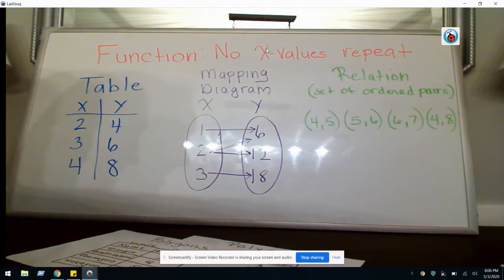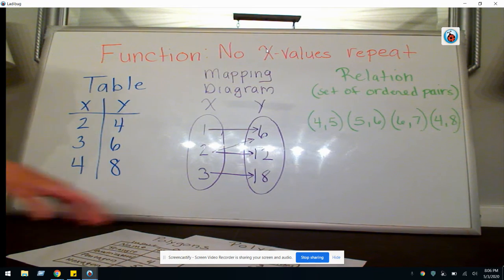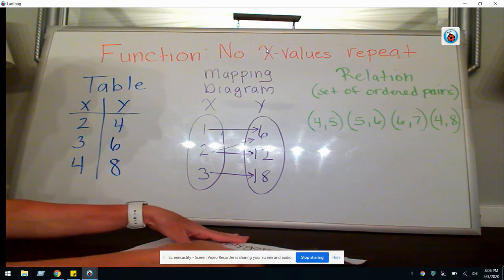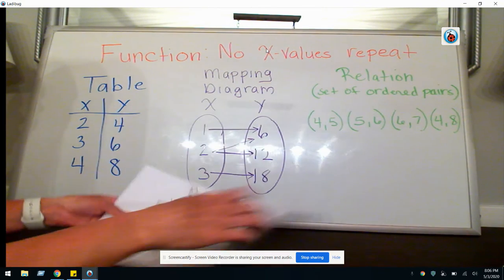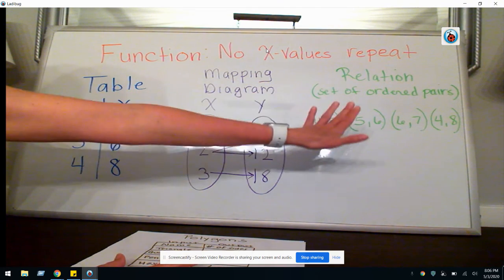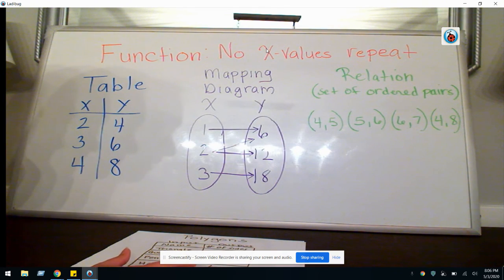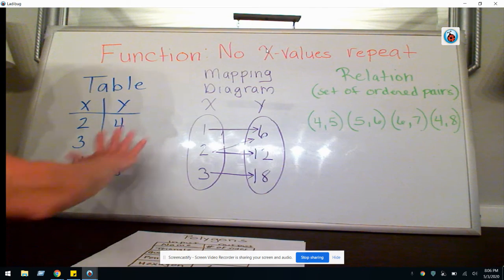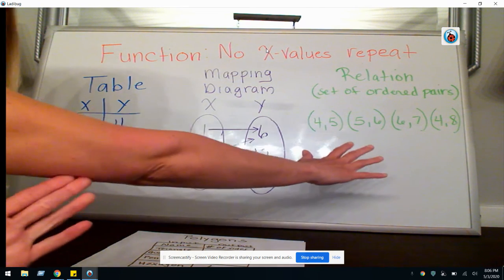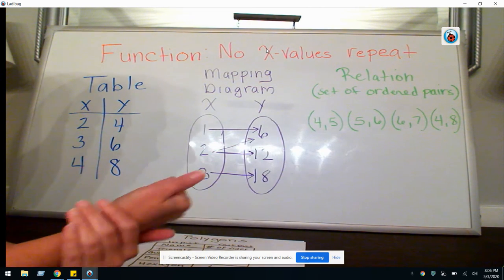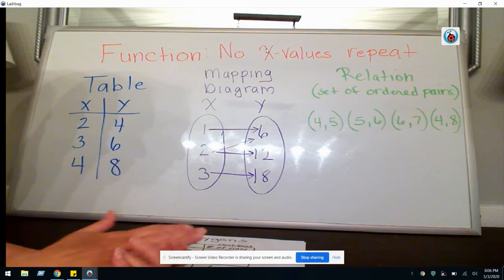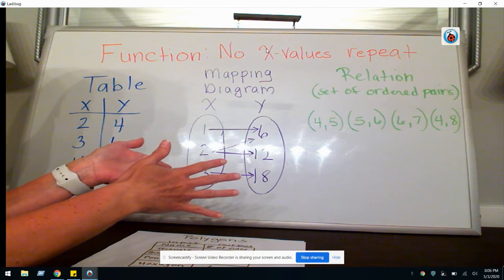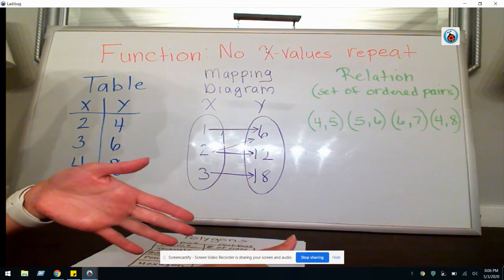And we are going to look at these 3 problems because this is what you're going to have to do on the slides coming up. So I have the 3 different common examples that we see functions written as. We have a table, a mapping diagram, and then a set of ordered pairs, which can be called a relation. So I just want to look at these and say, yes, it's a function, or no, it's not a function.